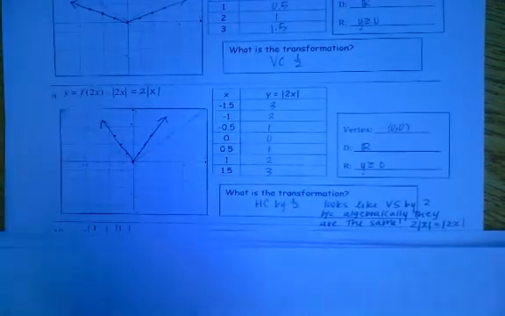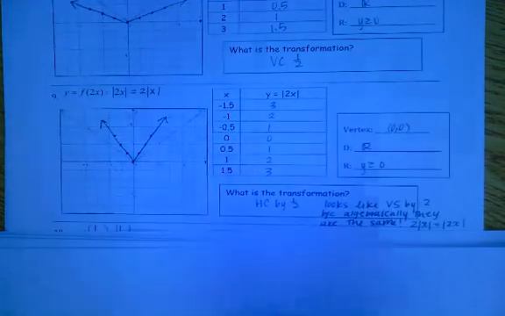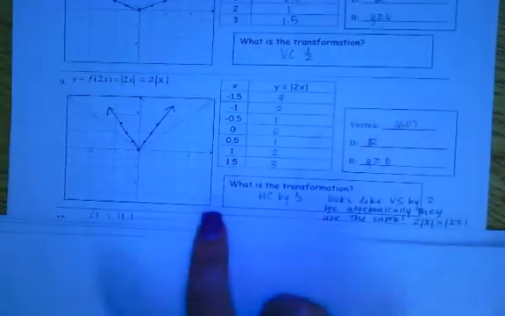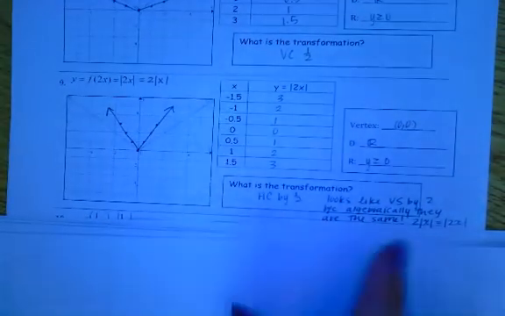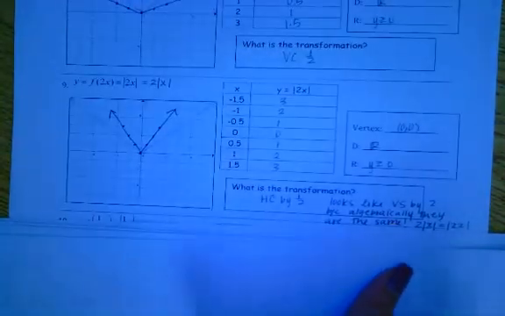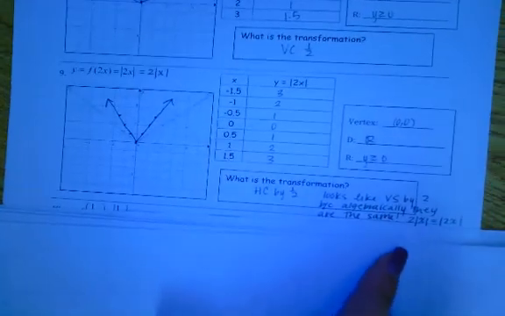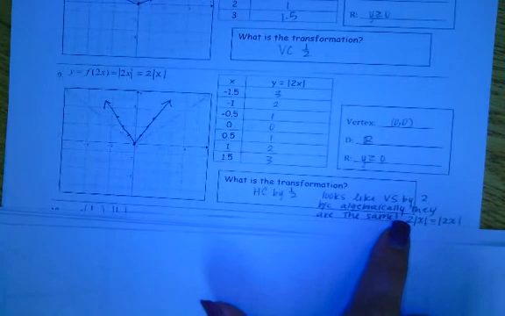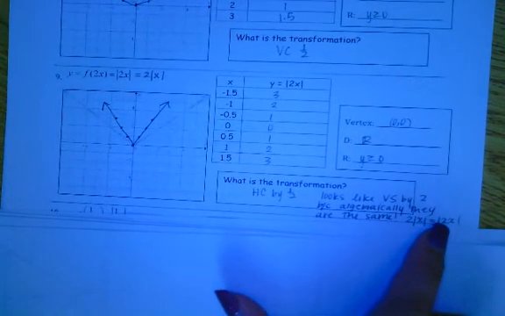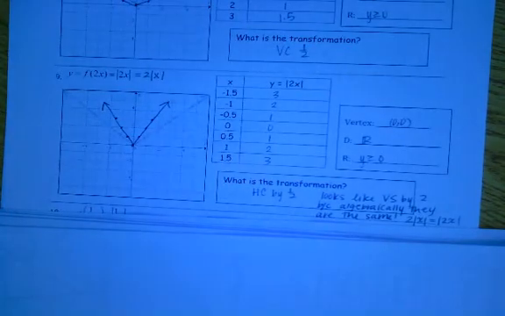I don't remember if it was this class or maybe it was my other Algebra 2 class. Horizontal compression by 1/2 looks exactly like vertical stretch by 2, because algebraically they are the same. 2 on the outside of the absolute value is equal to 2x inside of the absolute value. So algebraically you're going to get the same answer.